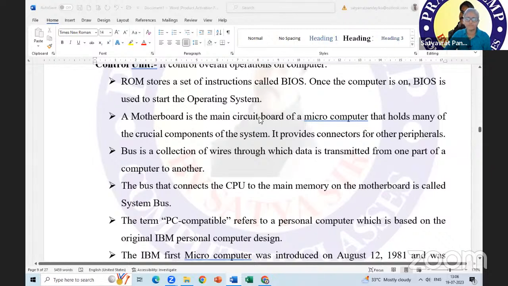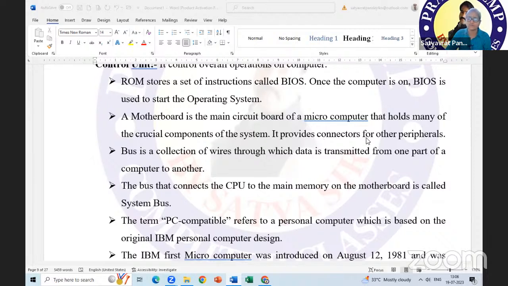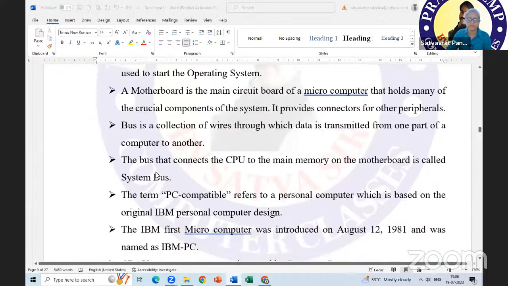A motherboard is the main circuit board of a microcomputer that holds many of the crucial components of the system. It provides connectors for other peripherals. Bus is a collection of wires through which data is transmitted from one part of a computer to another. The bus that connects the CPU to the main memory on the motherboard is called the system bus.